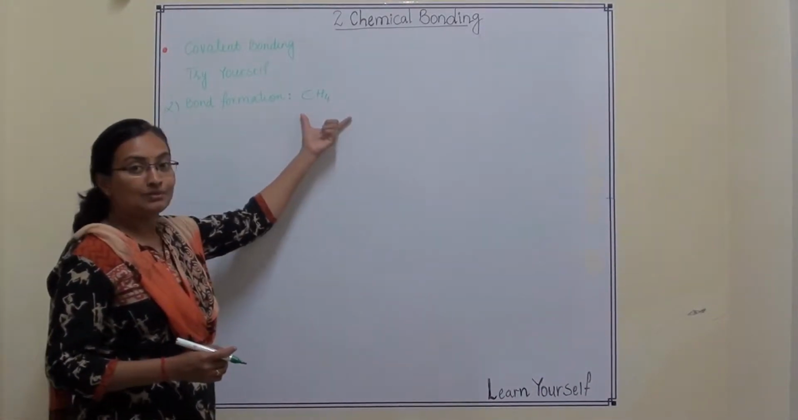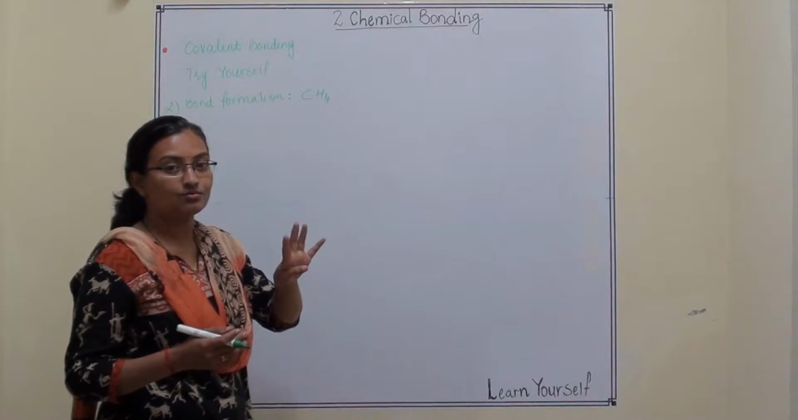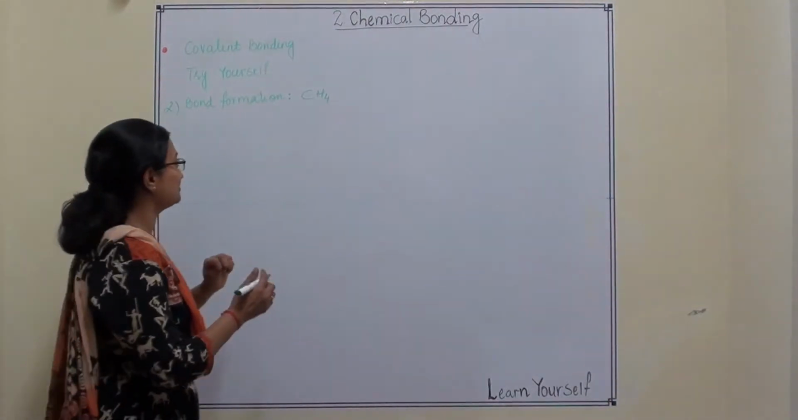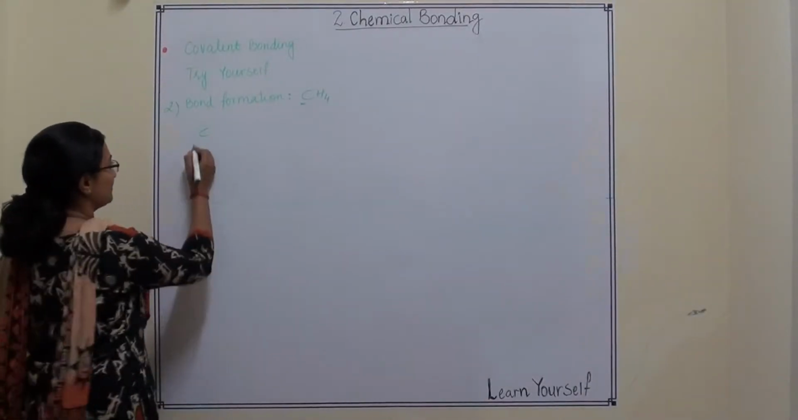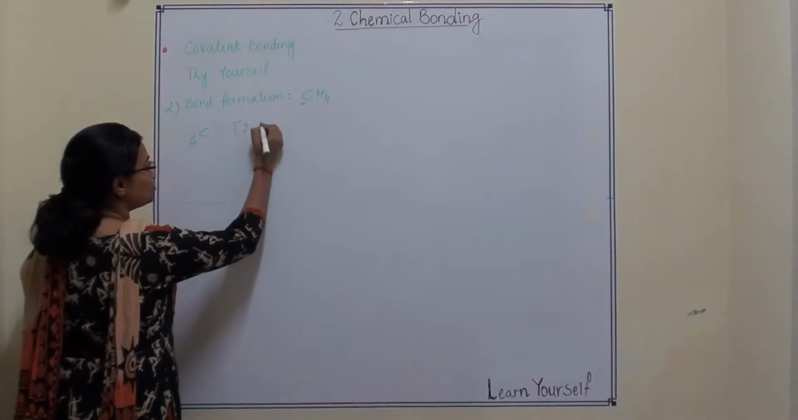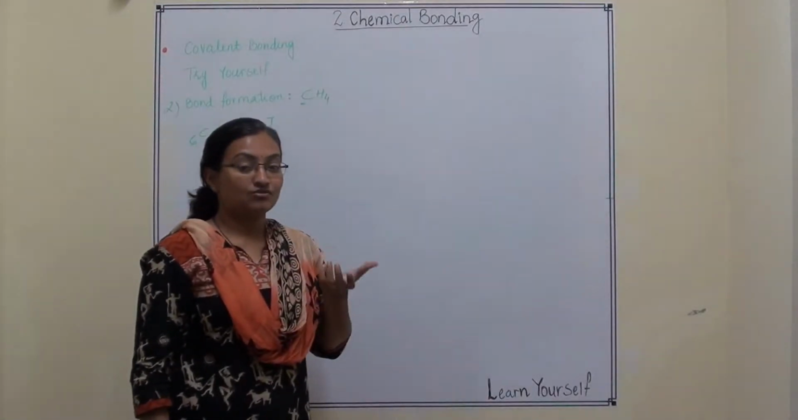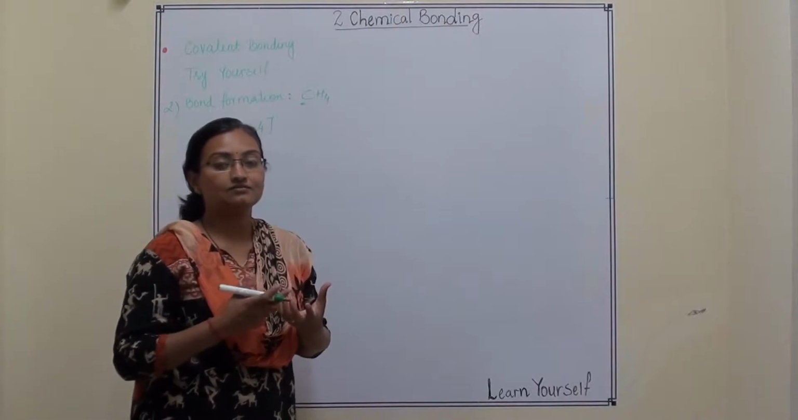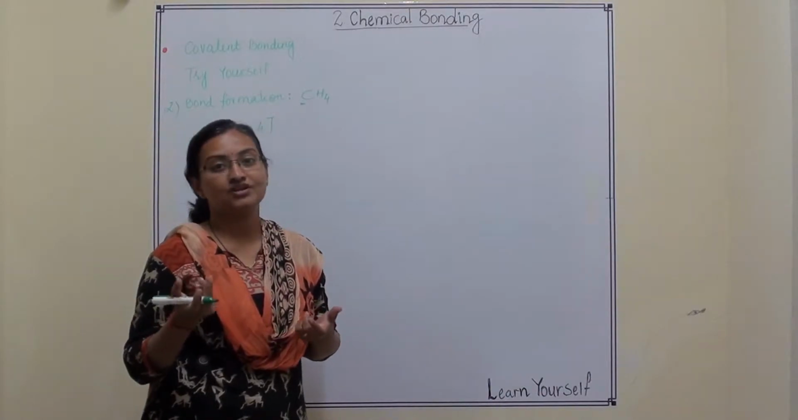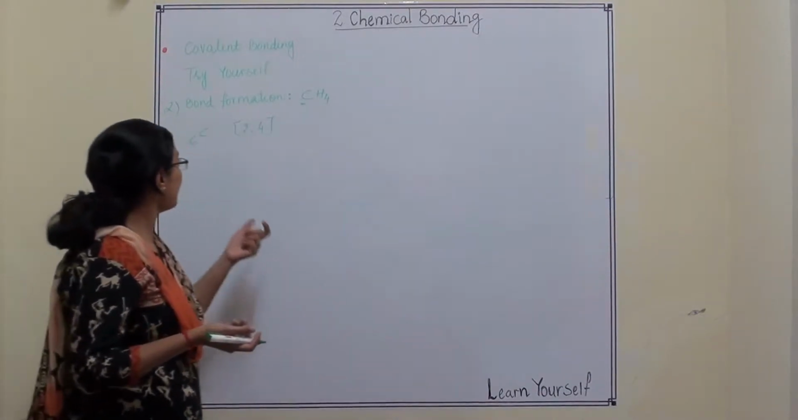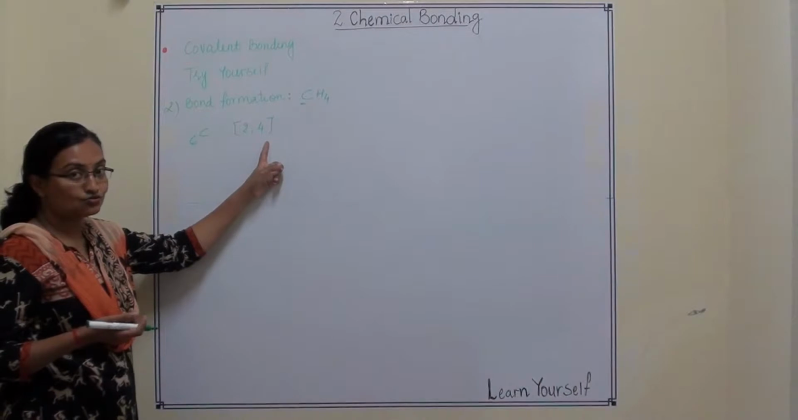Bond formation for methane. As I have said, 1 carbon will form 4 different covalent bonds with 4 different hydrogen atoms. So first we'll write a carbon. Carbon's atomic number is 6. So the electronic configuration will be 2, 4. In this, if you have any doubt how to write electronic configuration and how any atom will acquire the nearest noble gas electronic configuration, please refer to my video Electronic Configuration of Elements.